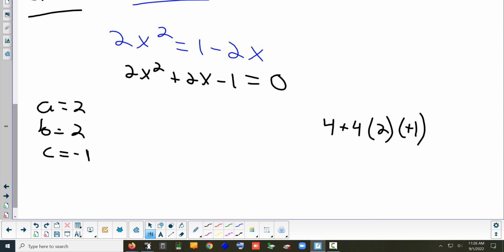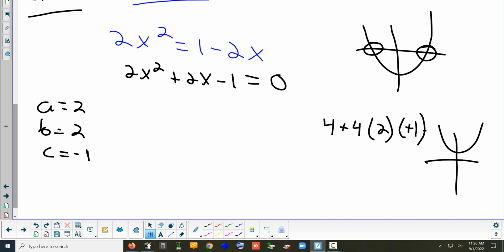And I don't even have to finish this. I can tell the answer's positive. I mean, it's positive 12 if you really want to know. But the point is, because the discriminant came out positive, I guarantee you this parabola is going to look something like that. I don't know exactly where it'll be, but I know it's going to cross two times because this came out positive. If it came out negative, it's never going to cross the x-axis.